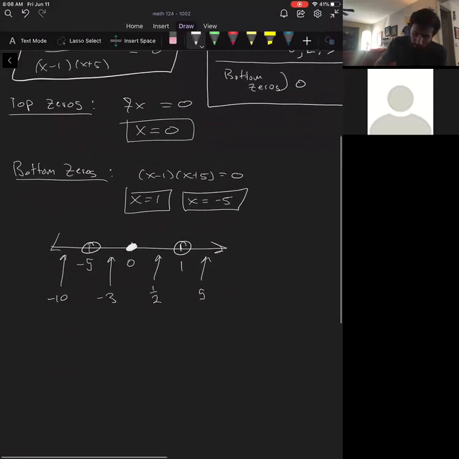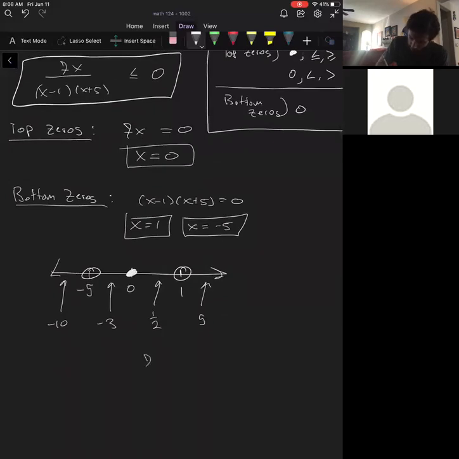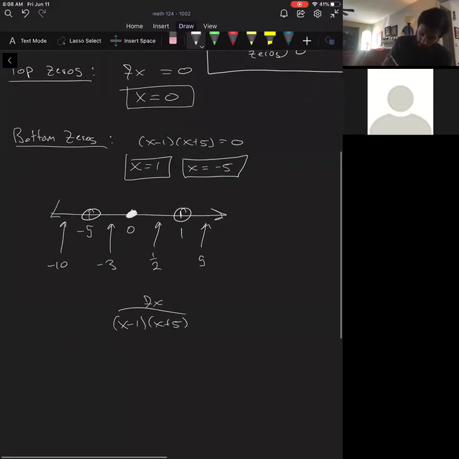So let's write down what we're plugging it into. We're plugging these into 7x over x minus 1, x plus 5. If we plug in minus 10, the top is going to be a negative number because we'd have 7 times minus 10, divided by minus 10 minus 1, which is a minus, and minus 10 plus 5, which is a minus. So this is going to give us an overall minus sign.